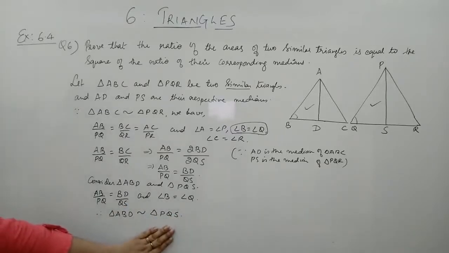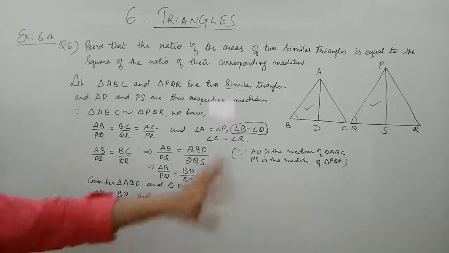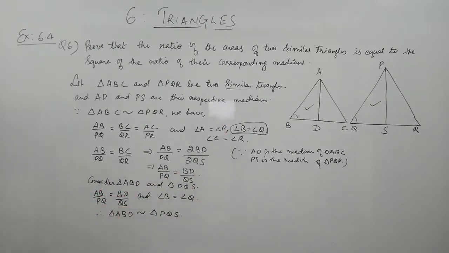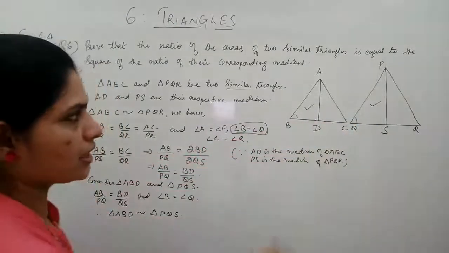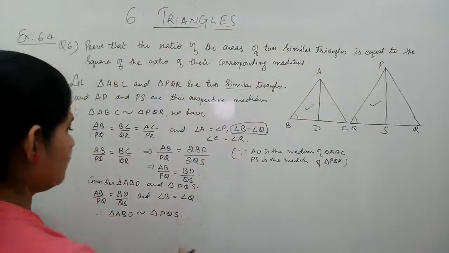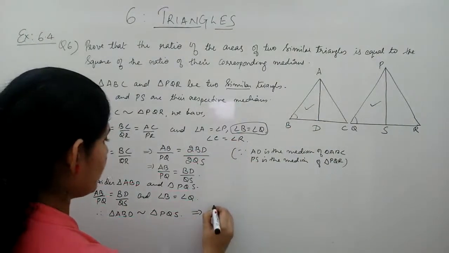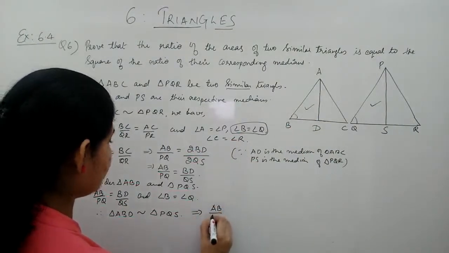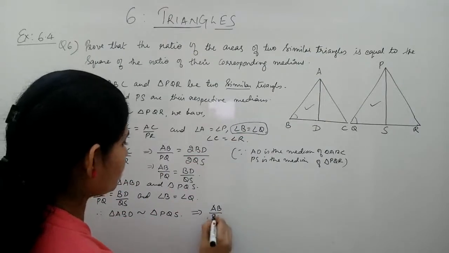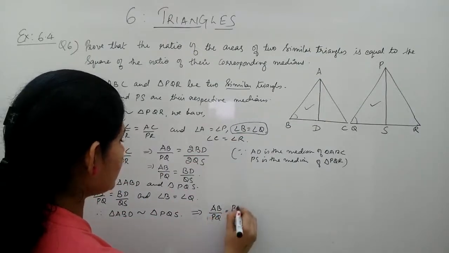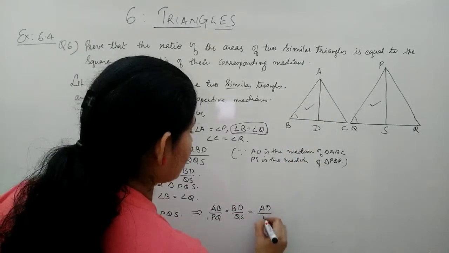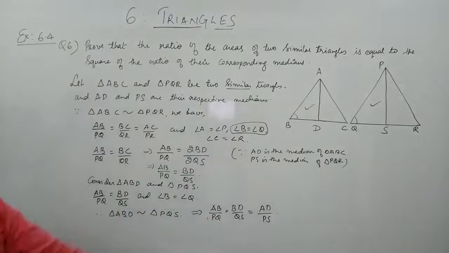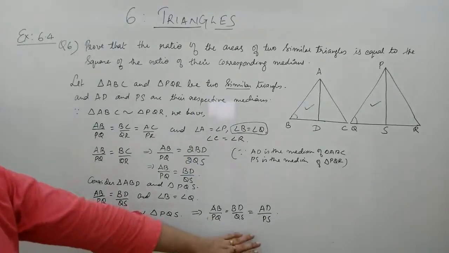Now from this similarity, what will you get? All the other corresponding sides will also be proportional and the remaining angles will also be equal. So what we need is the proportionality of this side also, that is the median. So from here we get AB by PQ is equal to BD by QS is equal to AD by PS. Clear?